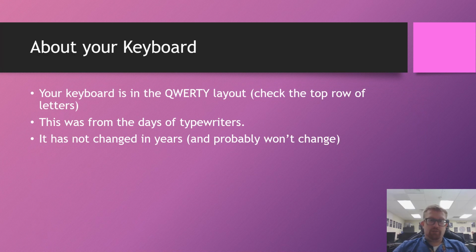So about your keyboard, this is all a review. Your keyboard is in what's called the QWERTY layout. If you look at the top row of your keyboard, it spells out QWERTY. This was from the days of typewriters. It hasn't changed, and it probably won't change. There are different types of keyboard layouts. However, QWERTY is the most popular in the United States, and you'll see that. One of the other types is called the Dvorak, and if you're interested, you can feel free to look at that.